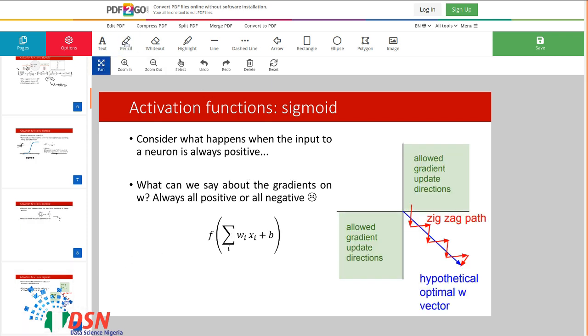And in here you could see what's so bad about this. So if this is the optimal W direction that we want to update the weights along, then because all of the inputs are positive, if we apply the sigmoid activation function, then we just have all positive or all negative gradients for all of the weights, which could create this pattern, as you could see in here. And this is the zigzag problem, and this is one of the problems of sigmoid, and it is because it is not a zero-centered activation function.